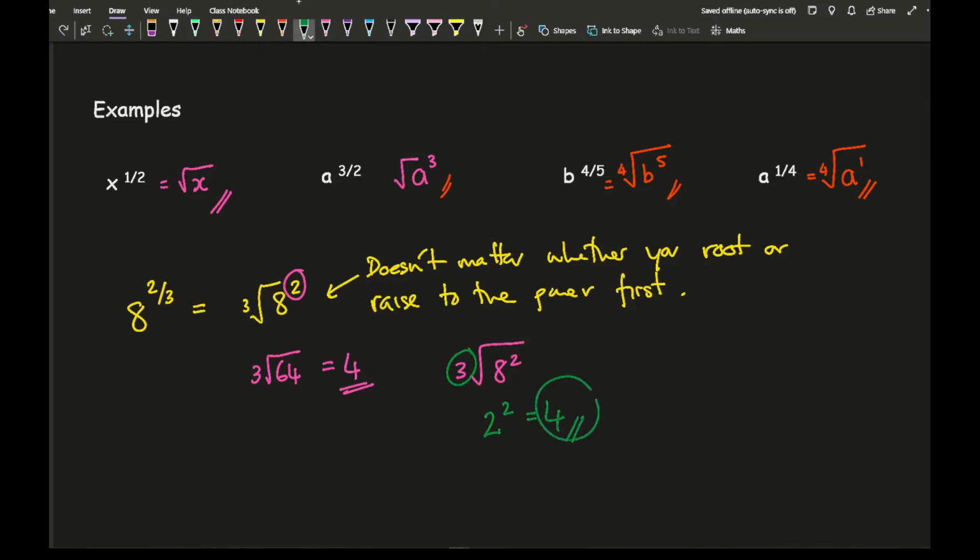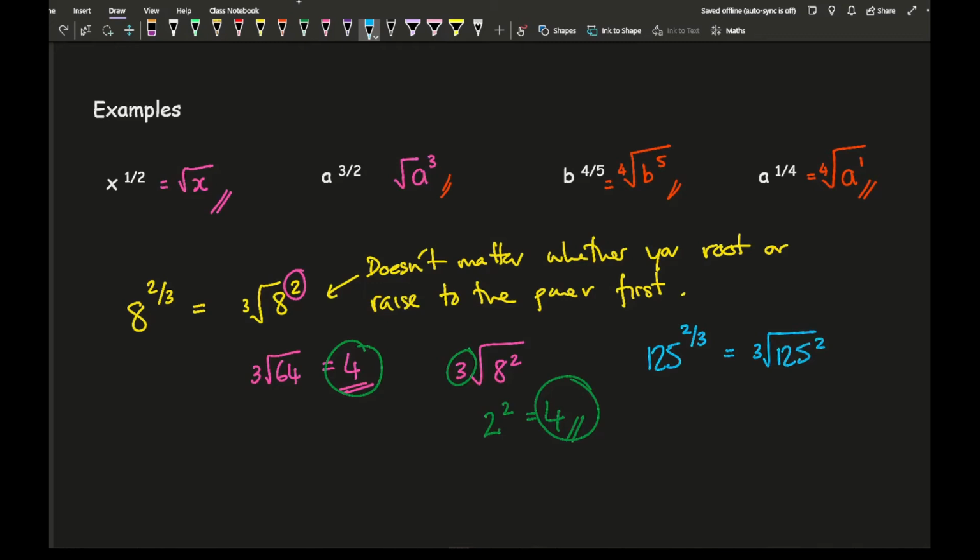So you can see how it gives me the same answer regardless of which one I do first. But when you end up with bigger numbers, you may find it easier to do one or the other first. So for example, if I had 125 to the power of 2/3, then here that means the cube root of 125 squared. Now, do I know what 125 squared is?